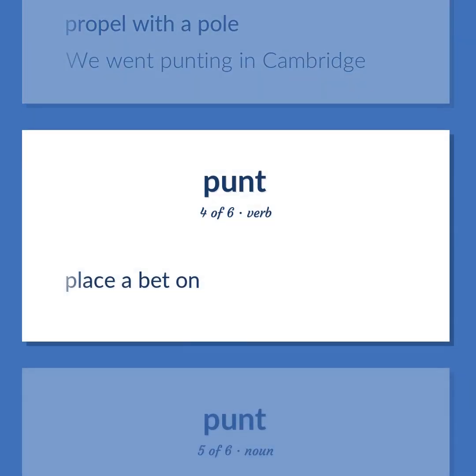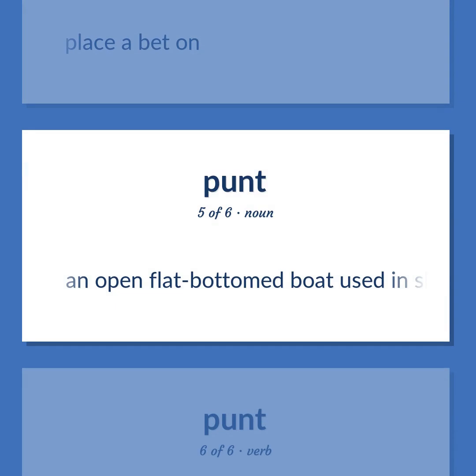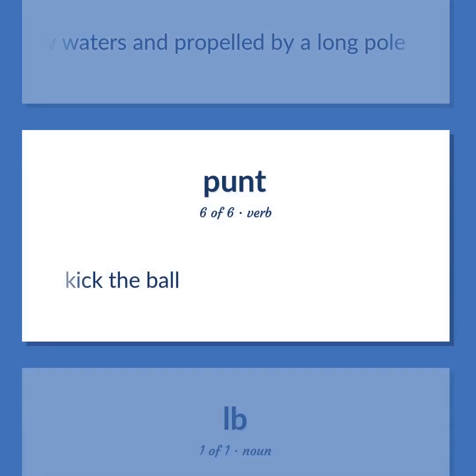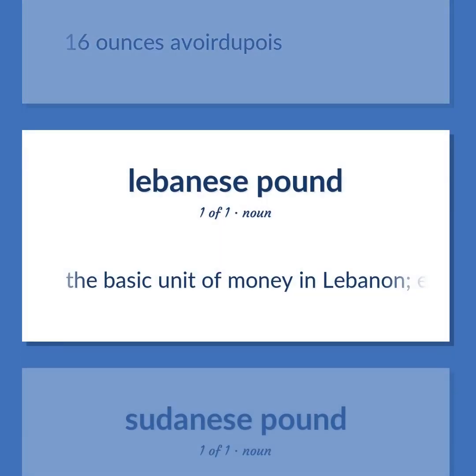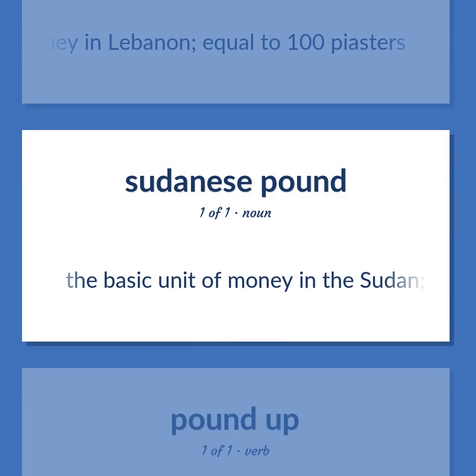Place a bet on. An open flat-bottomed boat used in shallow waters and propelled by a long pole. Kick the ball. 16 ounces avoirdupois. The basic unit of money in Lebanon, equal to 100 piasters. The basic unit of money in the Sudan, equal to 100 piasters.